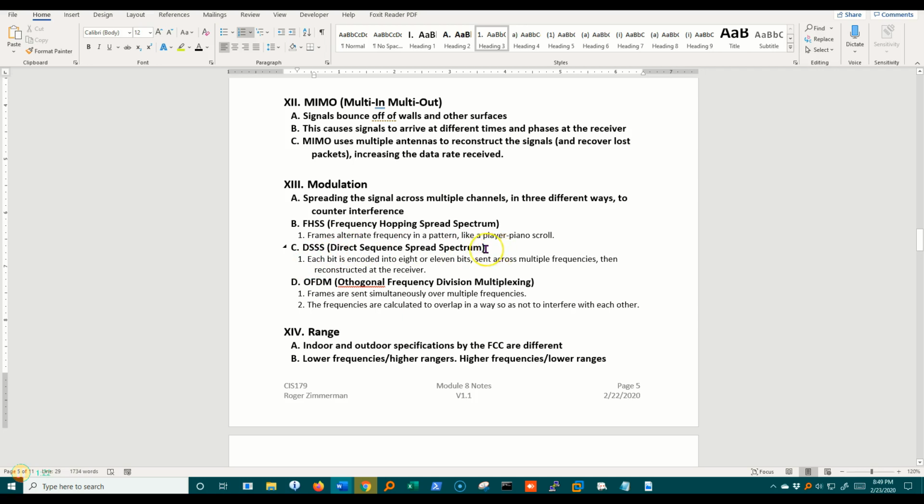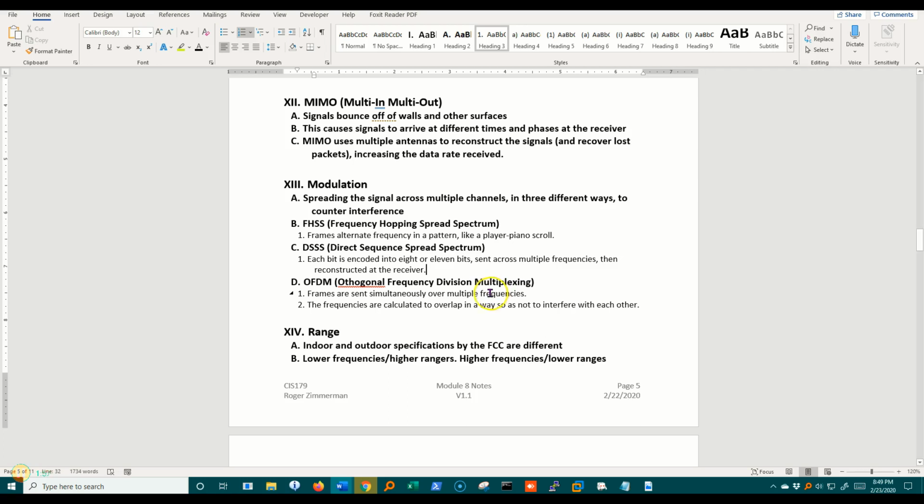DSSS is direct sequence spread spectrum. In this case, each bit is actually encoded into 8 or 11 bits. So yes, it's going to take 8 or 11 bits to represent a single bit. Now that doesn't sound like it makes sense, but all 8 of those, or 11 of those, are sent across on different frequencies, and then they're reconstructed at the receiver. And because of the capability of reconstructing it so easily and not having to retransmit data, it's actually faster.